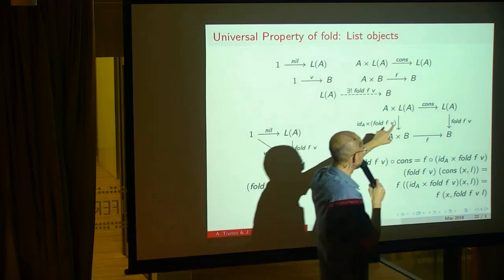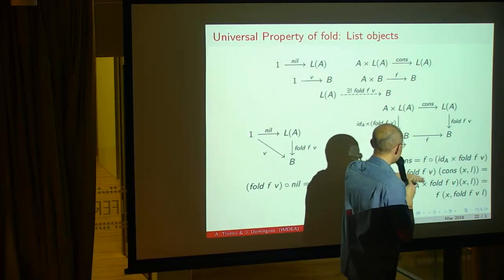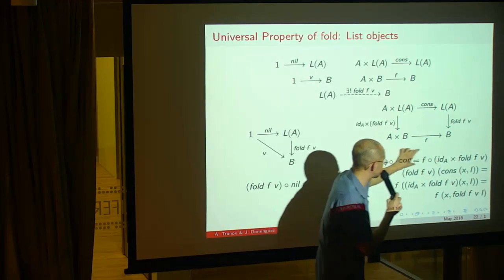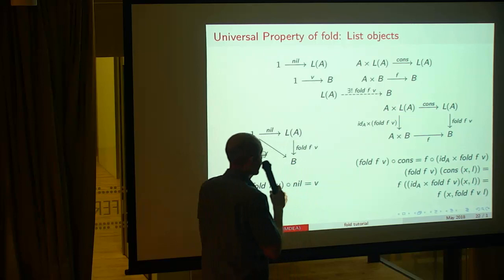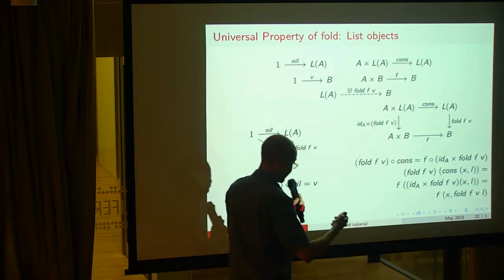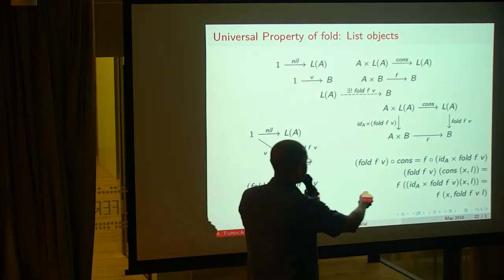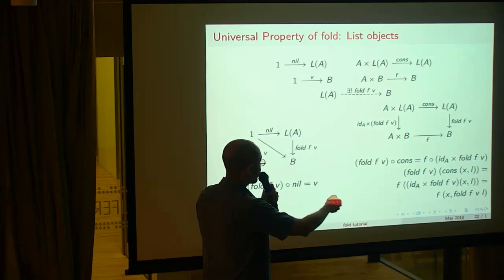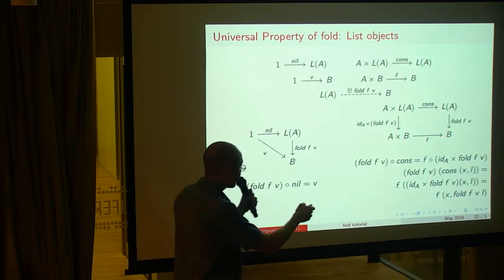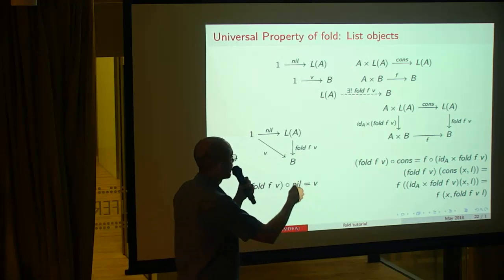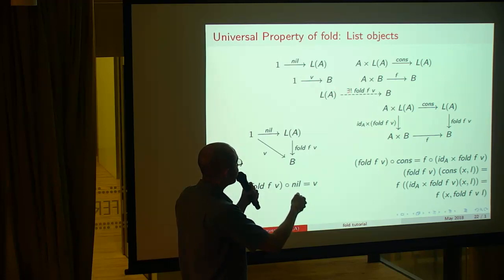Ignore for the moment this thing. I just want to focus on this part only. So it's saying that if you apply cons followed by fold, it will be equal to applying this followed by F. Now, before explaining what these equations are saying, let me tell you one more thing. I ignored this thing in what I was saying.